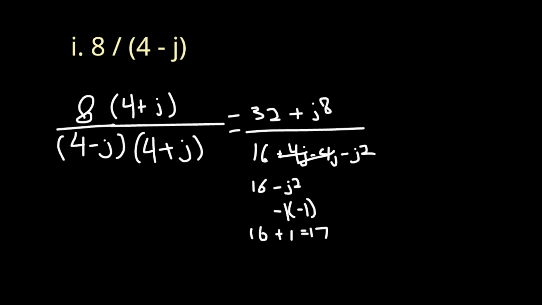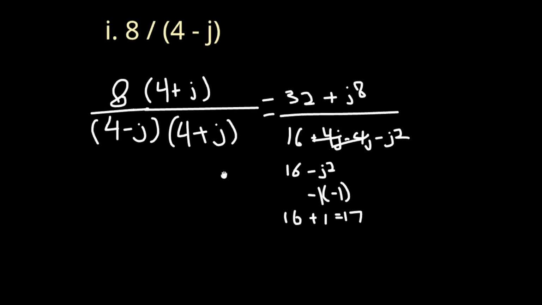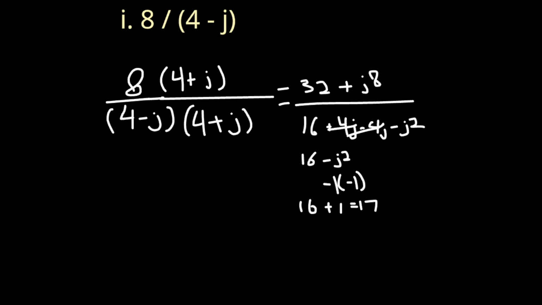So now we can write the final expression. We can say it's 17 as a denominator, and then 32 plus j8. And that should be the answer for that question.